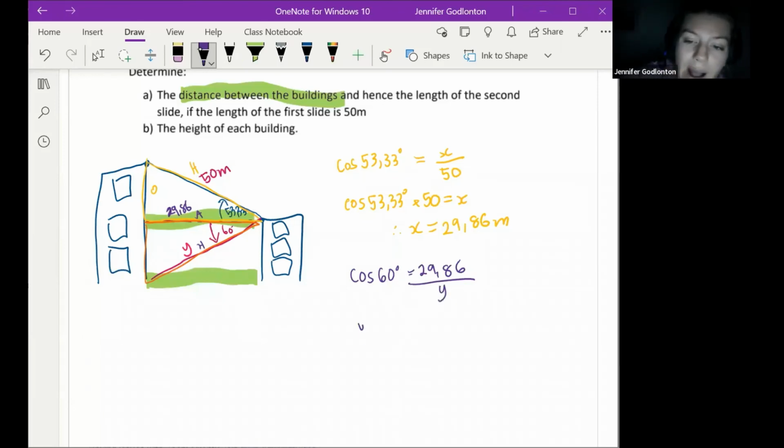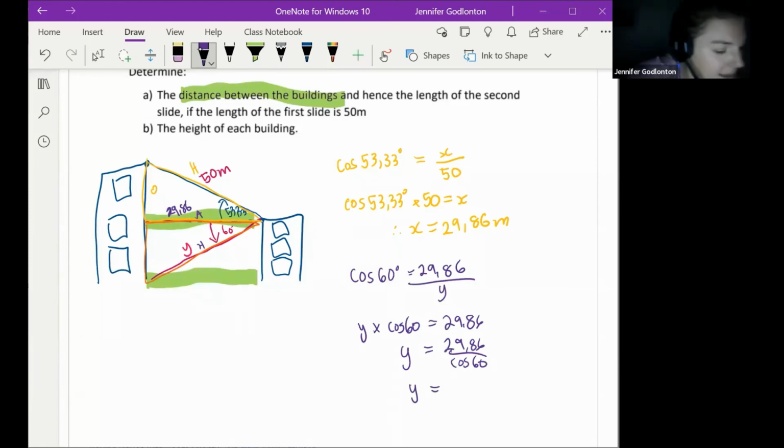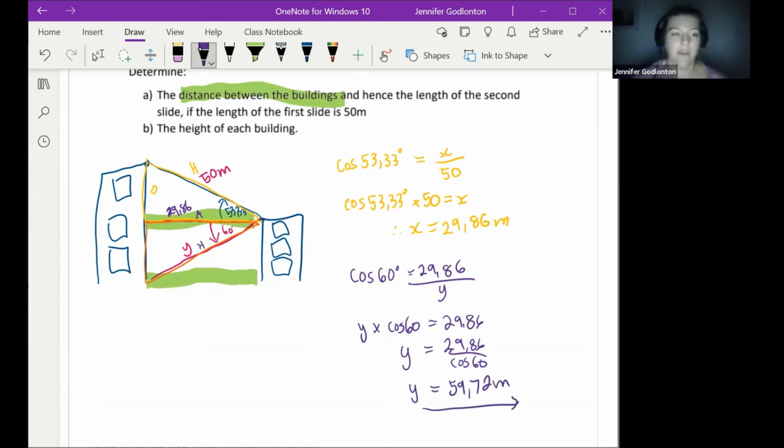So we're going to move our y up. Y times cos 60 is equal to 29,86. And now we're looking for y, so we are going to divide that by cos 60. And you should get y is equal to 59,72 meters. So we have found x and we have found y.